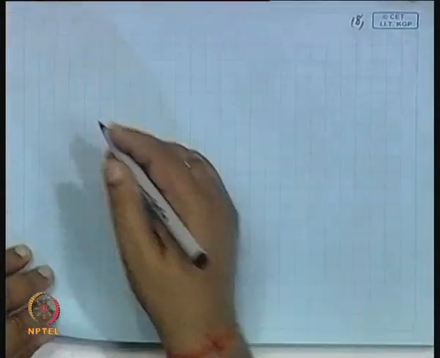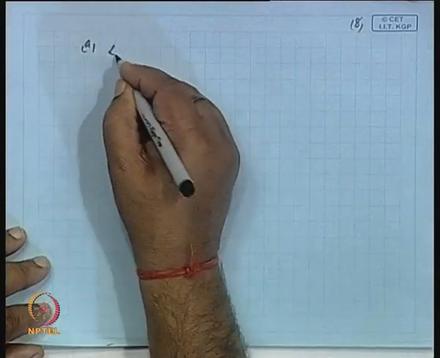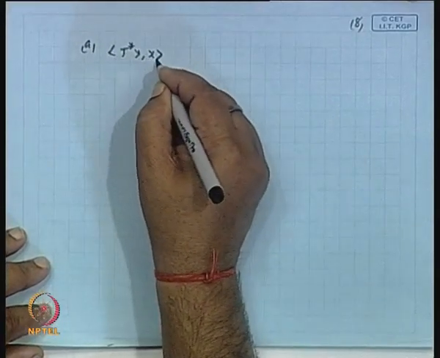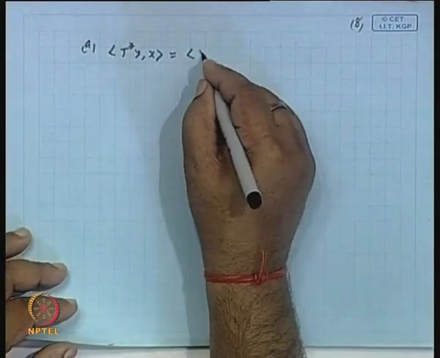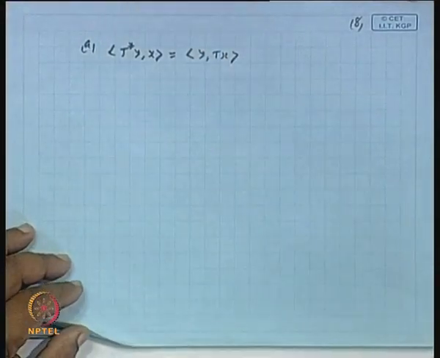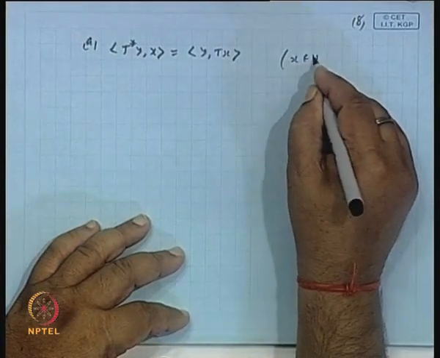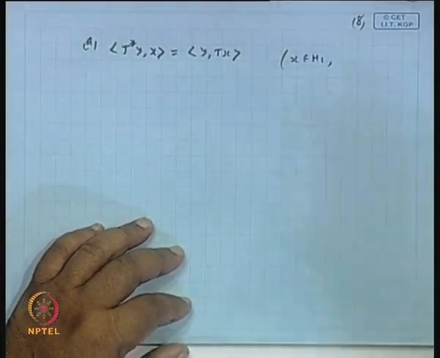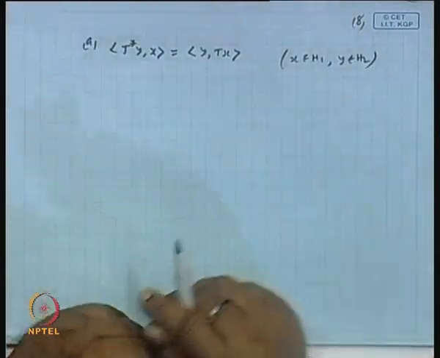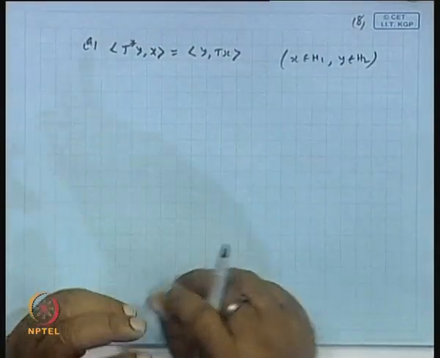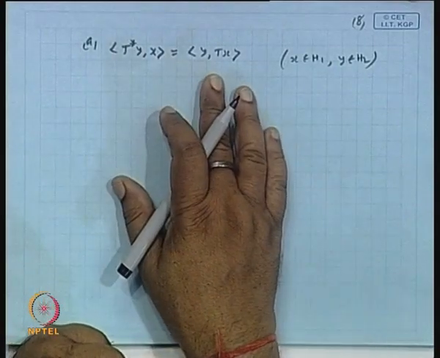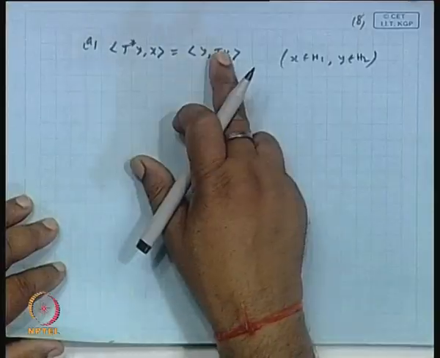First, inner product of ⟨T*y, x⟩ is the same as inner product ⟨y, Tx⟩, where x belongs to H1, y belongs to H2. Okay? Do you remember this definition? This is different from the definition. Definition says inner product ⟨Tx, y⟩ is ⟨x, T*y⟩. Is it not? That was the definition of the Hilbert adjoint operator. Here we are saying ⟨T*y, x⟩, then T can be taken here.